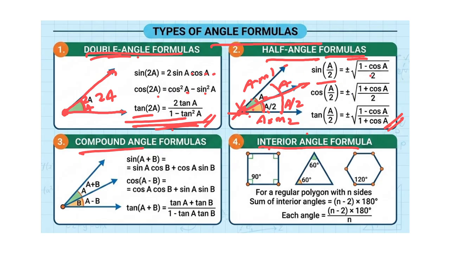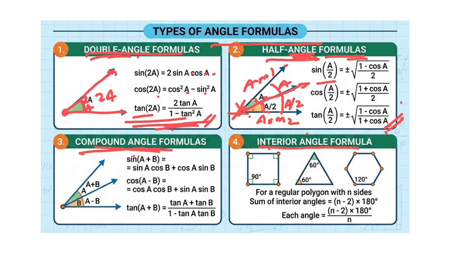Sin by cos, and if you just calculate, you will get 1 minus cos A by 1 plus cos A. So these are the half angle formulas. Now we'll calculate the compound angle formulas.